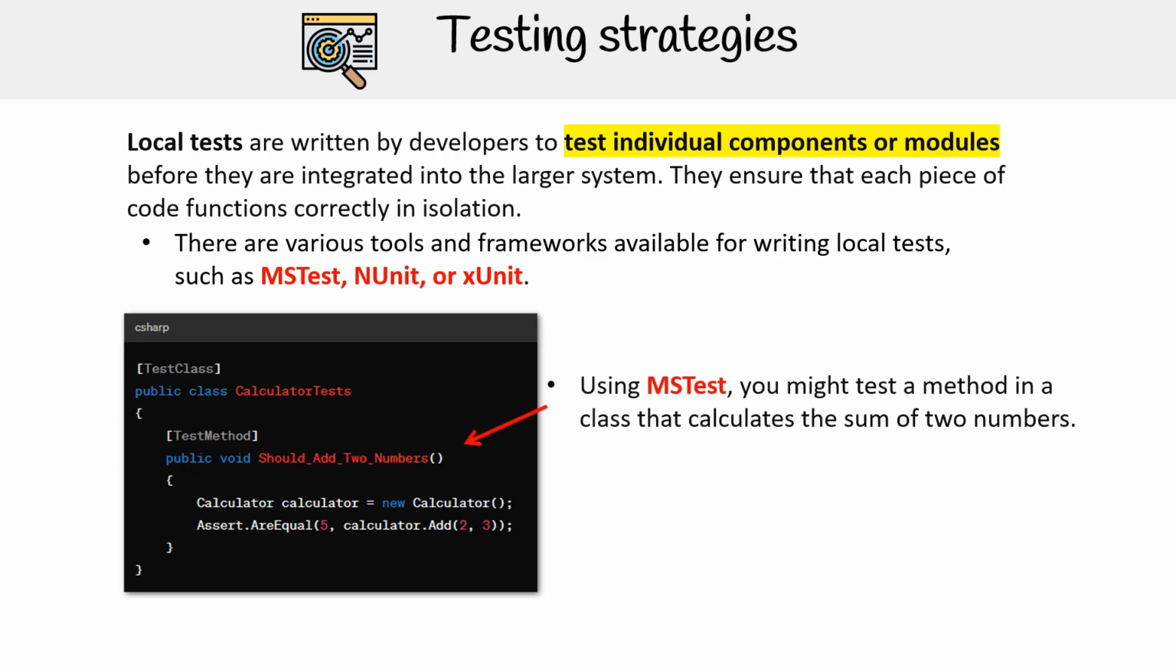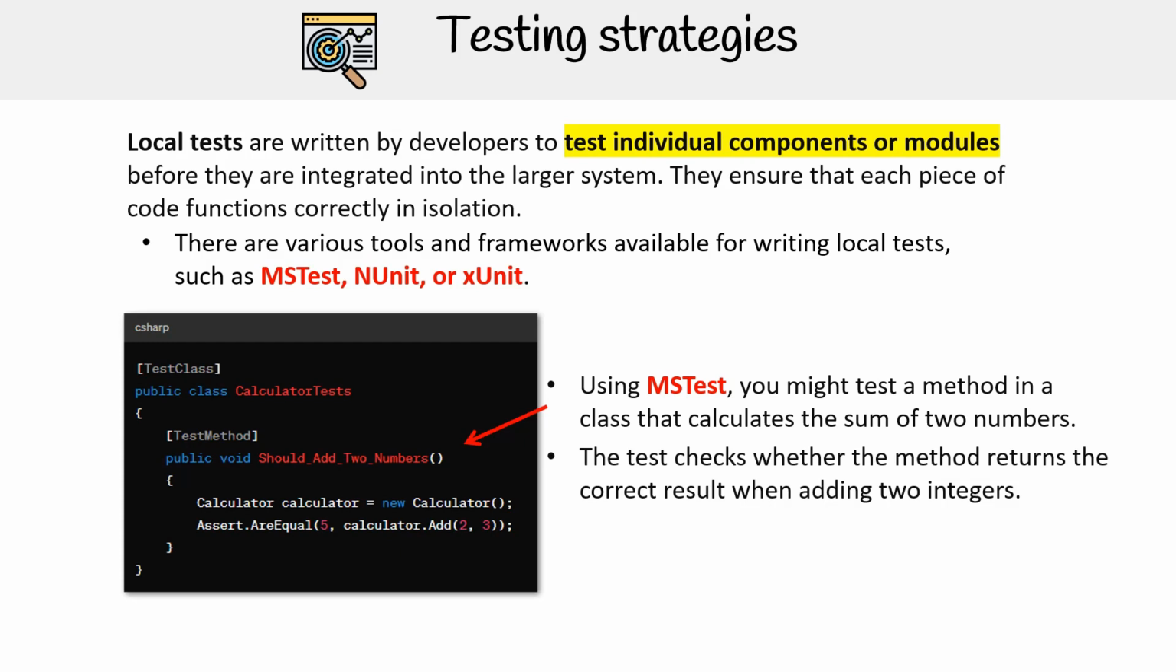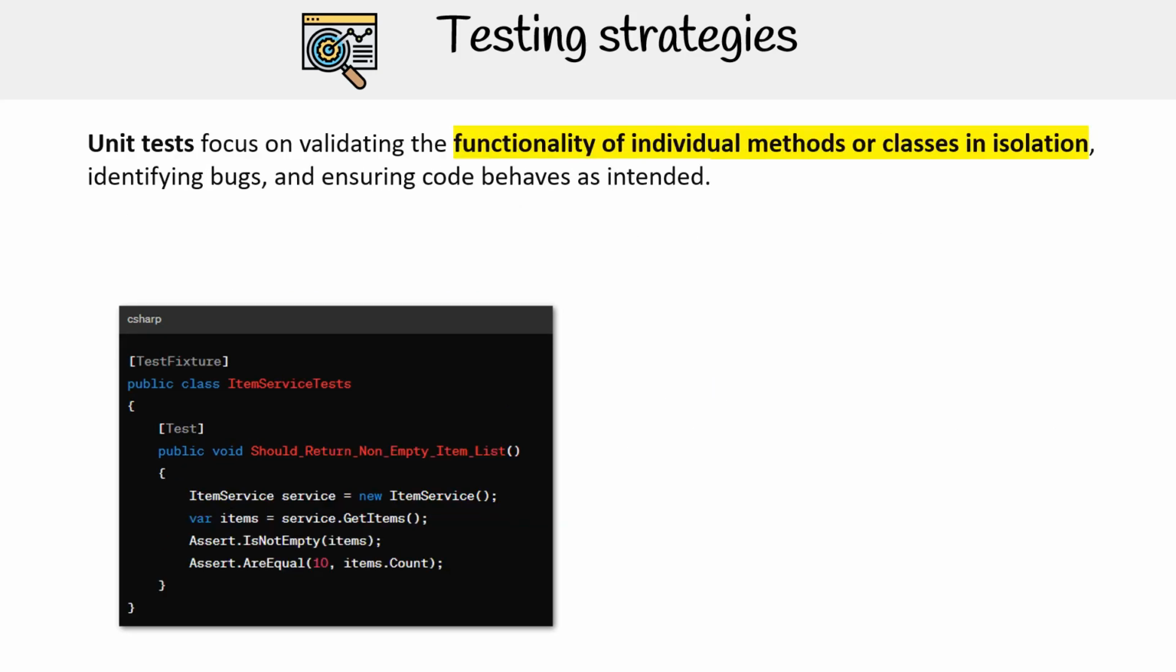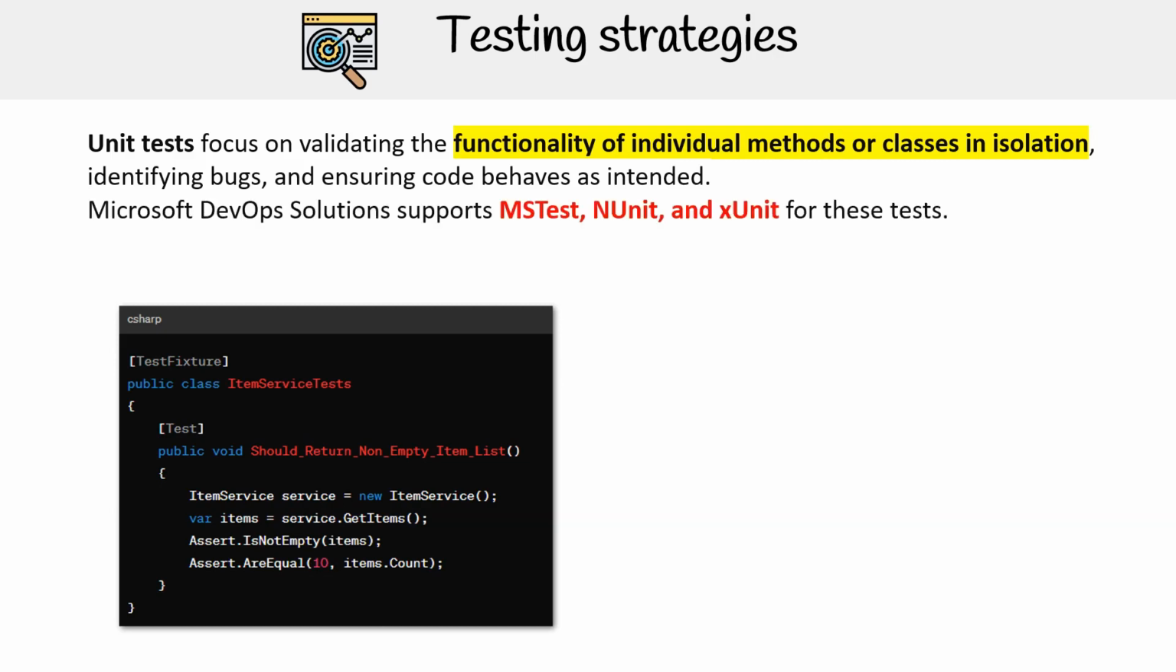For example, using MSTest, you might test a method in a class that calculates the sum of two numbers. The test checks whether the method returns the correct result when adding two integers. Unit tests focus on validating the functionality of individual methods or classes in isolation, identifying bugs, and ensuring code behaves as intended. Microsoft DevOps Solutions supports MSTest, NUnit, and XUnit for these tests.